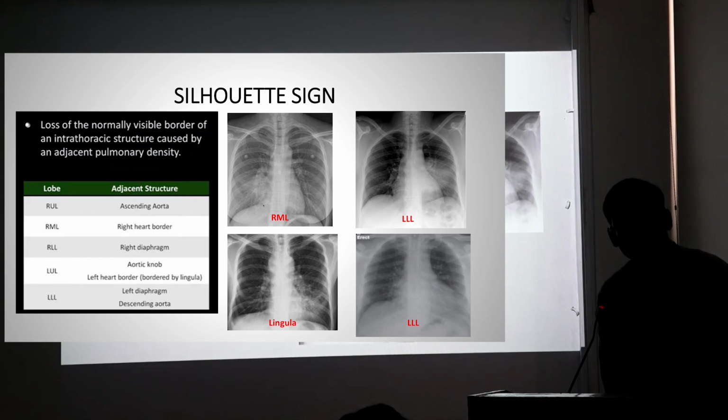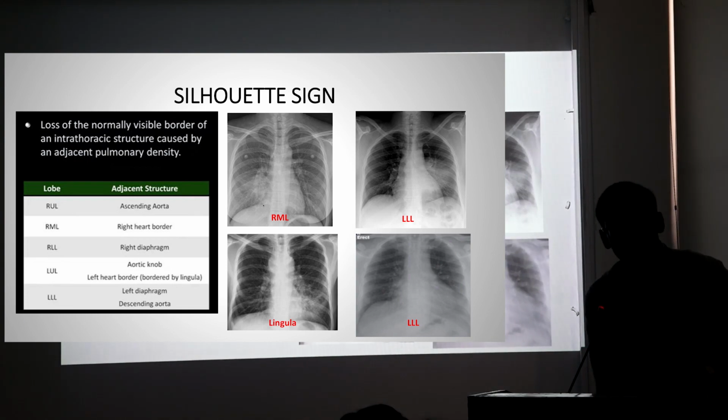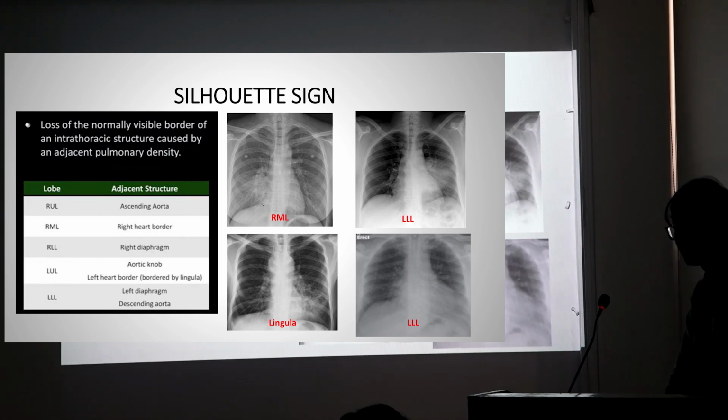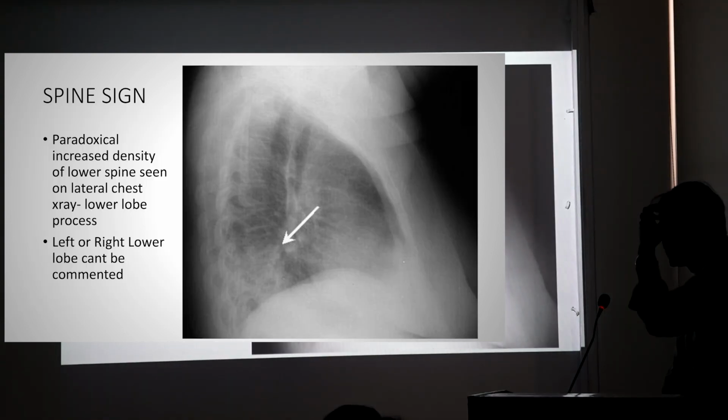Now this one, this is there in lingula. And this one, the last one, is the diaphragm border visible? Left lower lobe, fine. Okay.